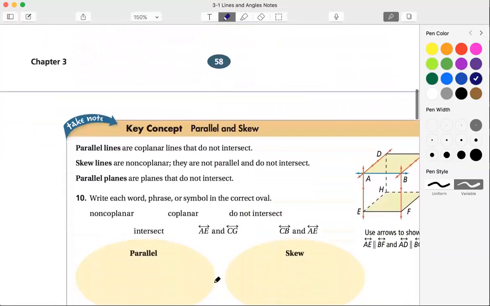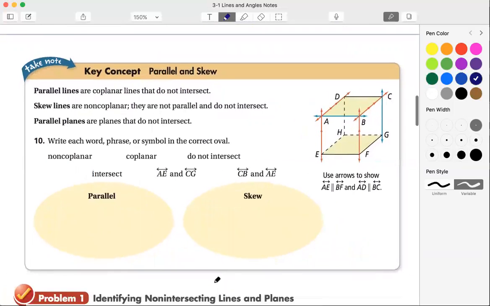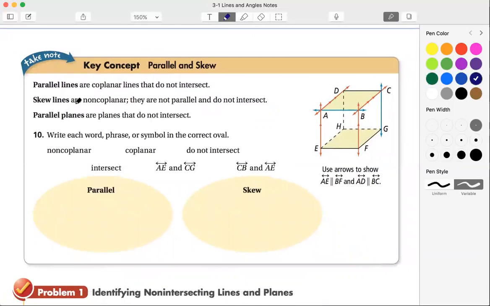All right, additional vocabulary. So again, parallel lines are coplanar lines that do not intersect. So these are lines that lie in the same plane that do not intersect. Skew lines are lines that do not lie in the same plane. They are non-coplanar. They are not parallel, and they do not intersect. Parallel planes are planes that do not intersect.